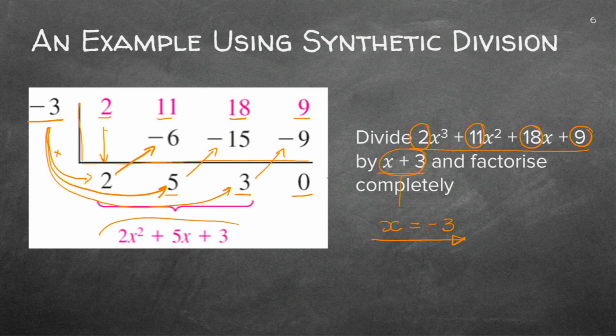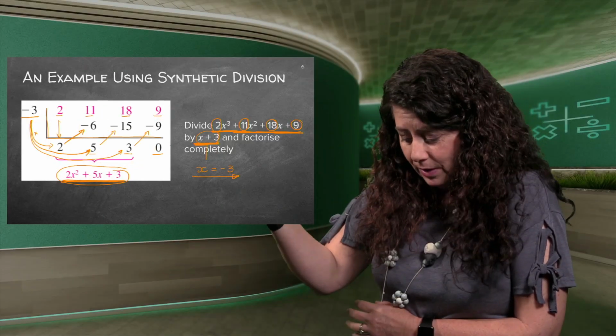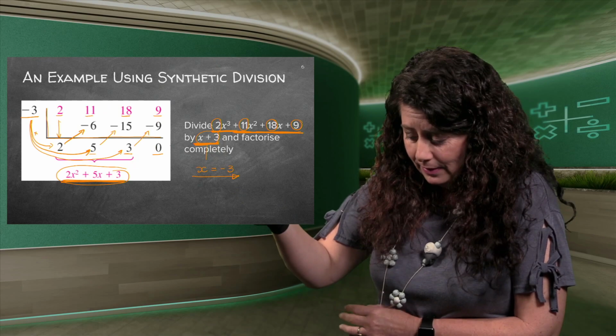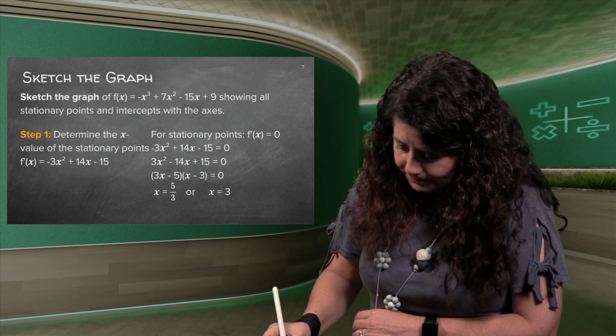So your answer will be, if you divide x plus 3 into 2x^3 plus 11x^2 plus 18x plus 9, you get 2x^2 plus 5x plus 3. Please remember how to use this. I'm not going to show it again in the examples, but just remember that's how we do that.